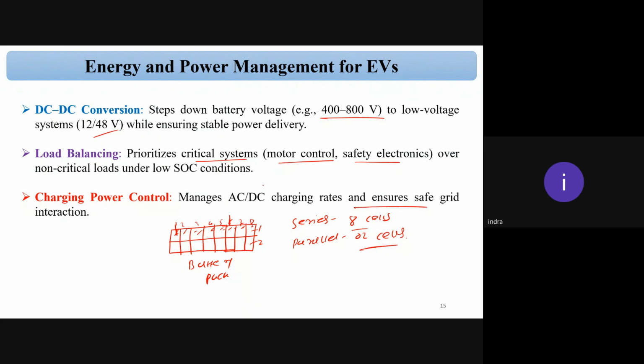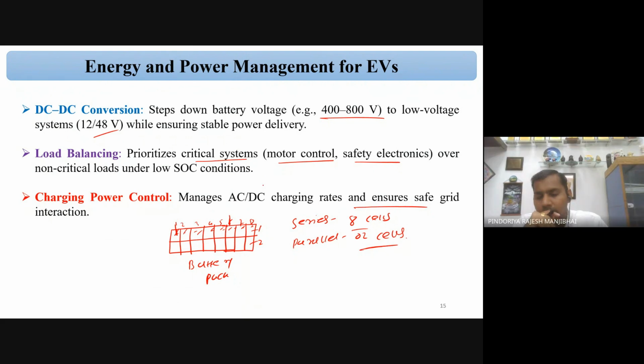Sir, what are its advantages? In modern EVs, these are trending. Suppose you are actively balancing all the cells, then you can increase the life of the battery. So the direct advantage of active cell balancing is that you can increase the life of the battery.